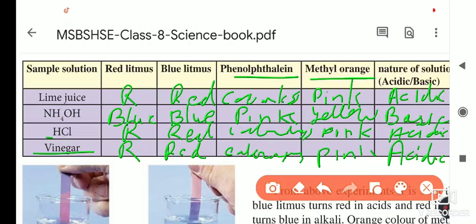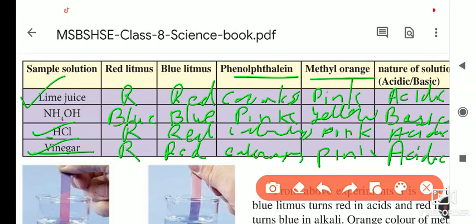From this observation, this vinegar, that is acetic acid, is acidic in nature. So lime juice, hydrochloric acid, and vinegar, that is acetic acid, are acidic in nature, and the NH4OH is basic in nature. So all of you complete this chart from our textbook, okay.